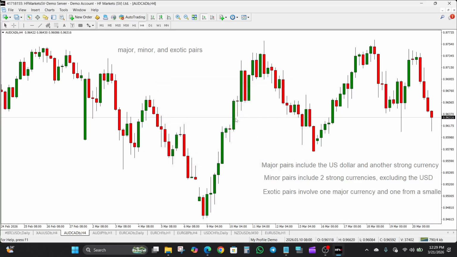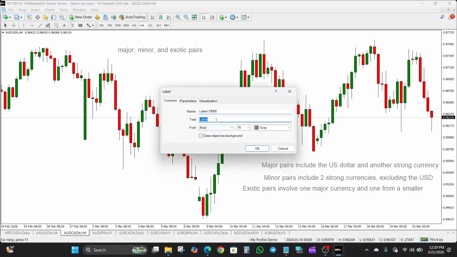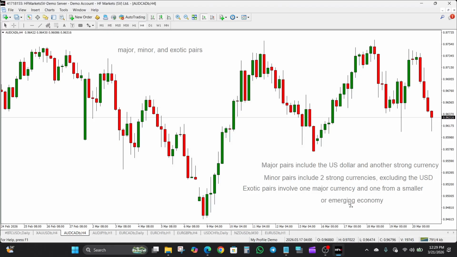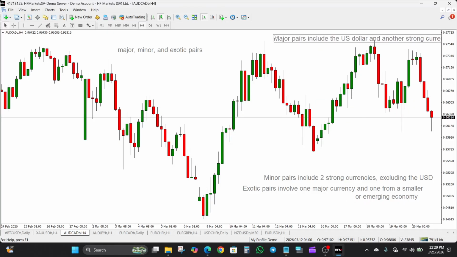So these definitions should help you figure out which currency pairs are major, minor, or exotic.